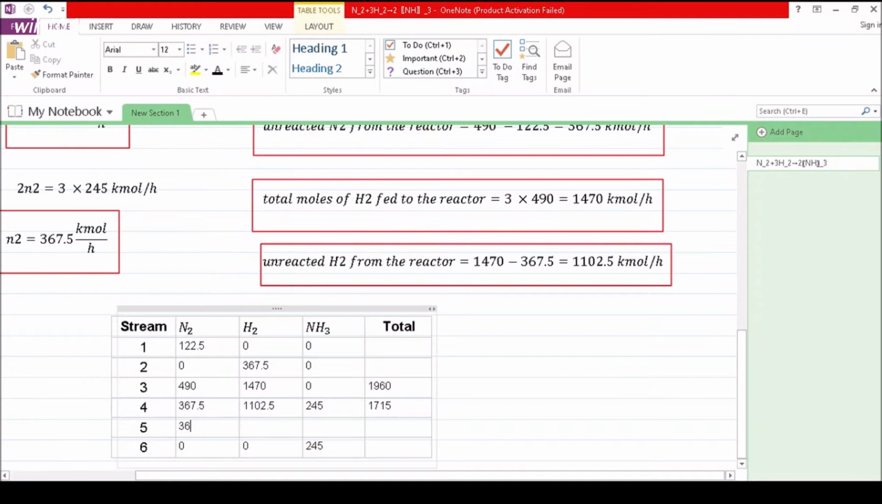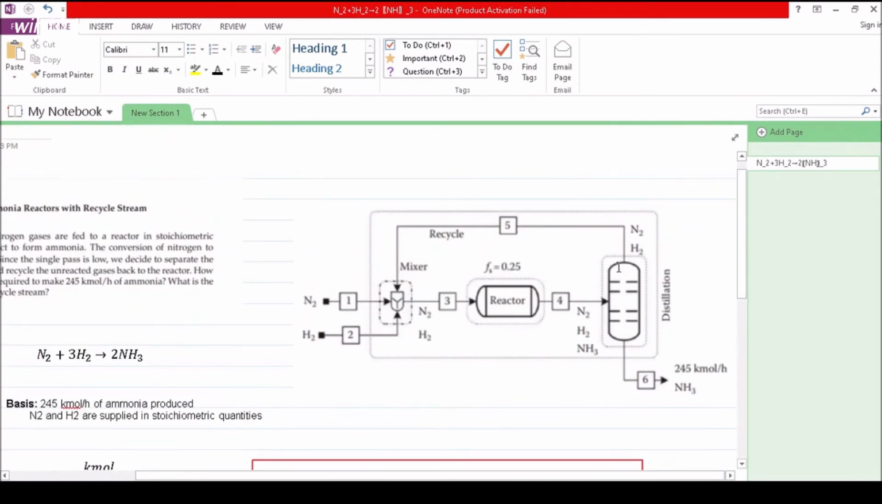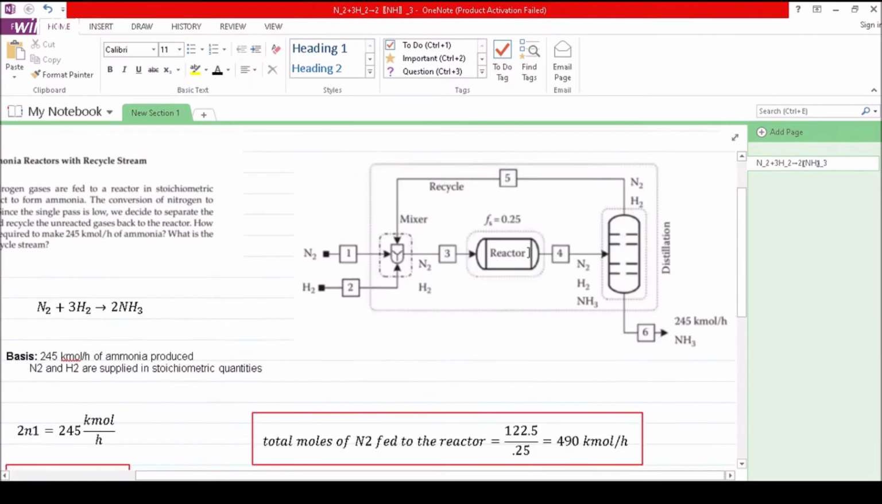So 367.5 nitrogen and 1102.5 hydrogen. We have no more ammonia since it is already separated. We then have a total of 1470. We can also get this value by applying a balance here at our distillation unit.